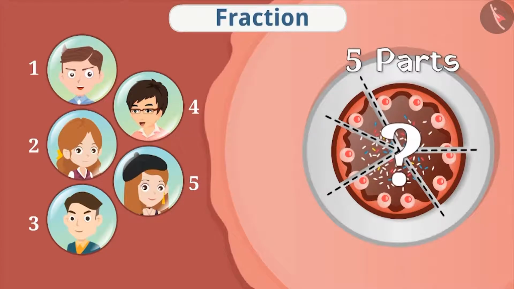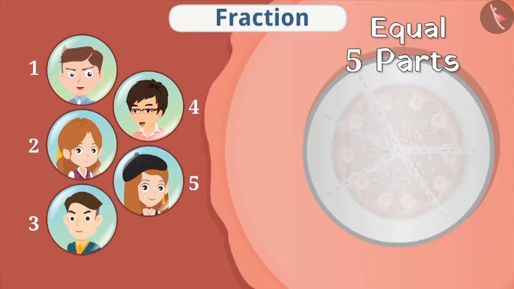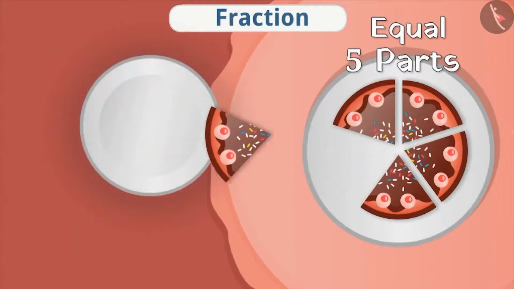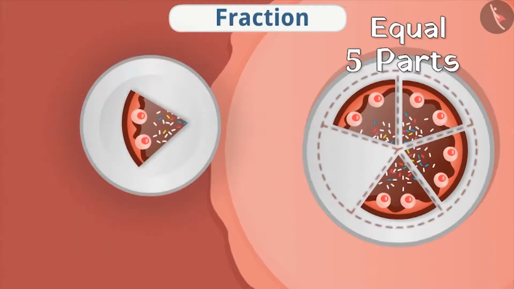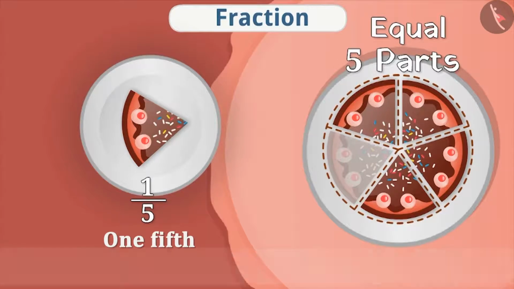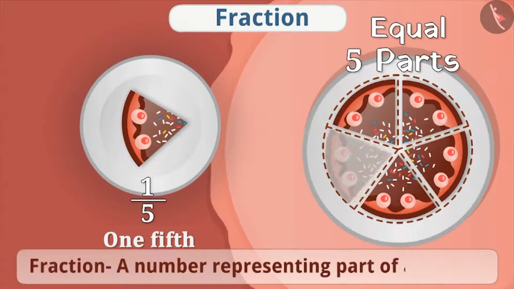Yes, you're right. All parts of the cake should be equal. Therefore, the whole cake should be divided into 5 equal parts. After distribution, Manav kept one piece aside. As it is one of the 5 equal parts, it can be represented like this and read as 1/5. A number which represents the part of a whole is called a fraction.